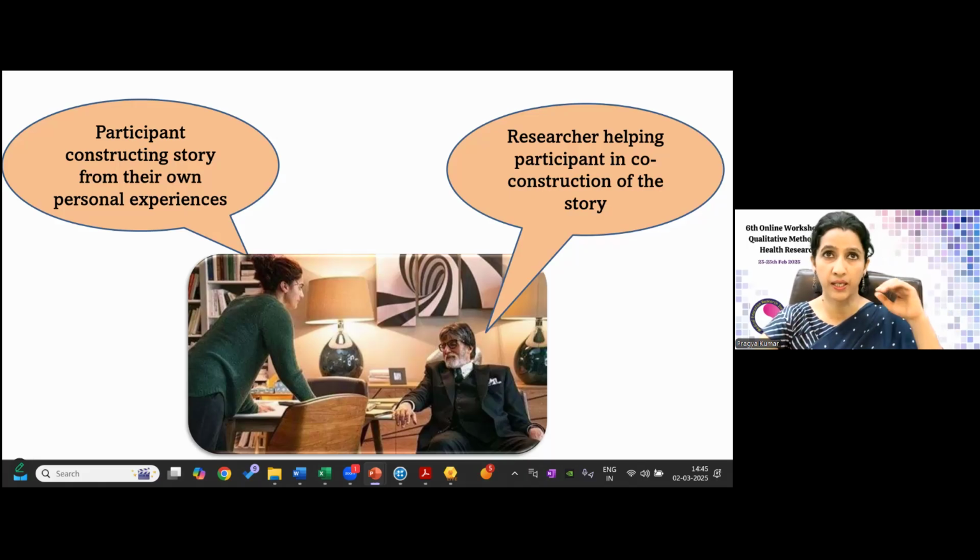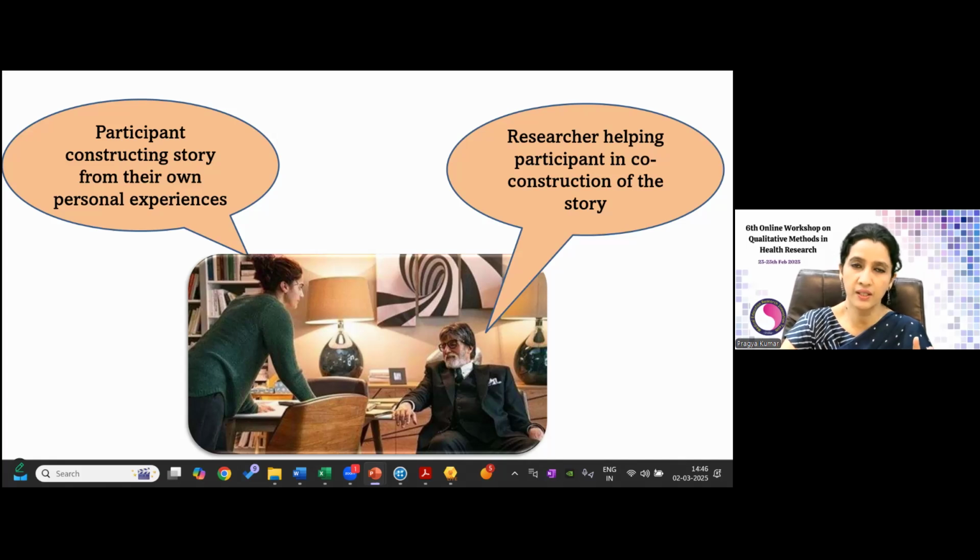So as a participant, she was constructing her own story, and the researcher, Amitabh Bachchan, was making her recall the event. He was helping, although this was from another context, where he was solving the murder mystery of his son. But if you don't look at that part and focus only on the process in between, it was very much the process of narrative analysis.